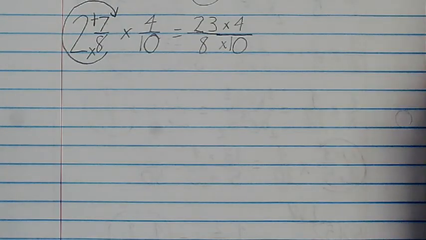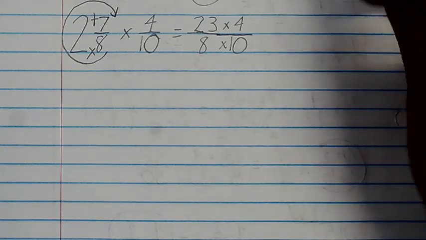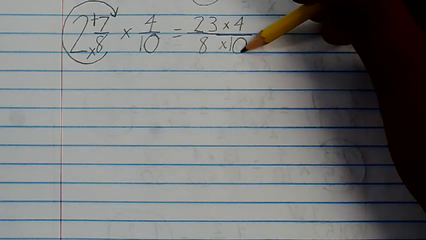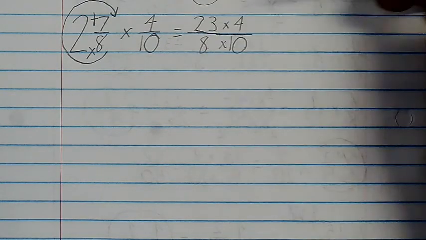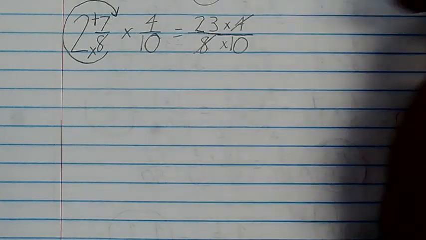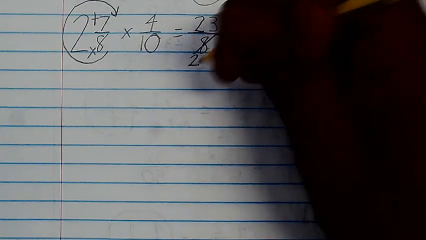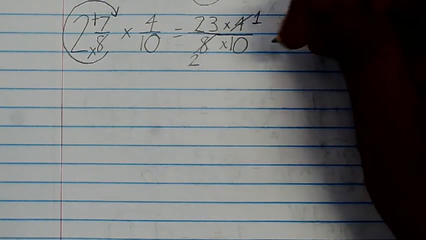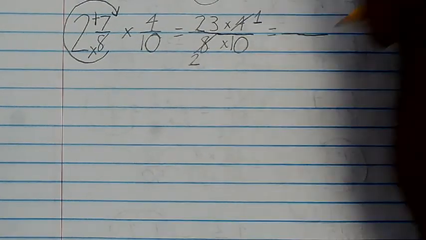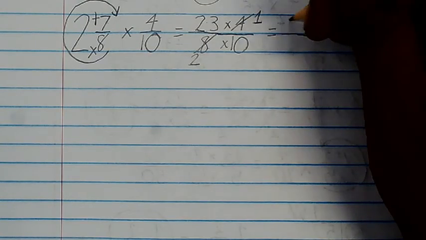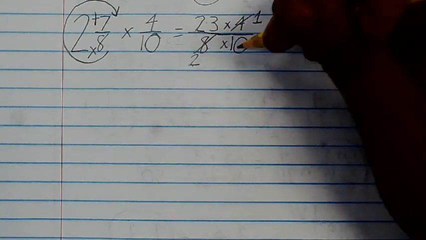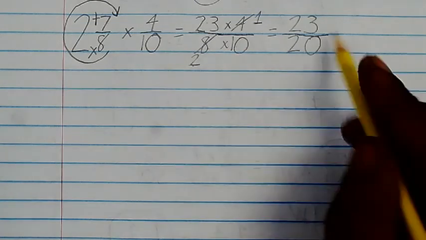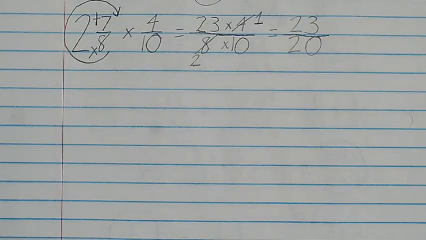All right. So now we can look to simplify. Of course, 23 and 8 are not multiples of any factor, but 4 and 8 are multiples of 4, so we can simplify those two values. So here we have 2, and then we have 1. And then we multiply. Of course, 23 times 1 is going to equal 23. 2 times 10 is going to equal 20. So now we have to rewrite this improper fraction as a mixed number.